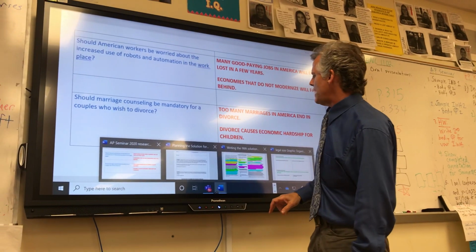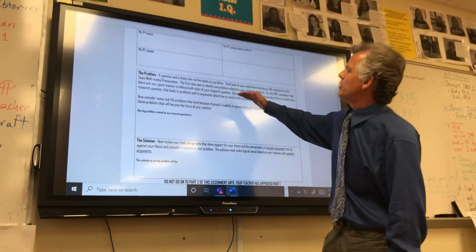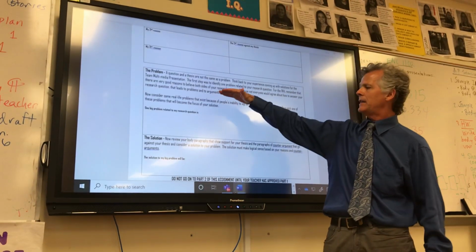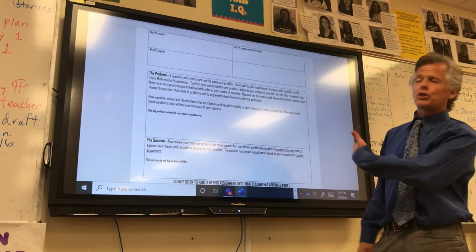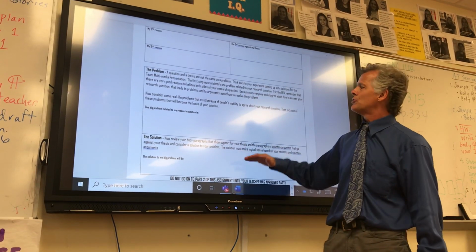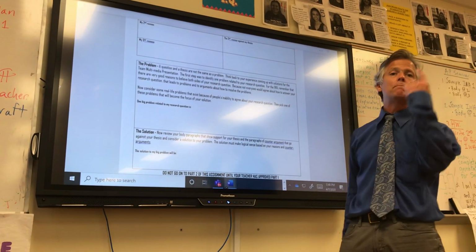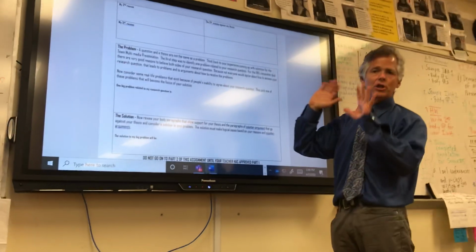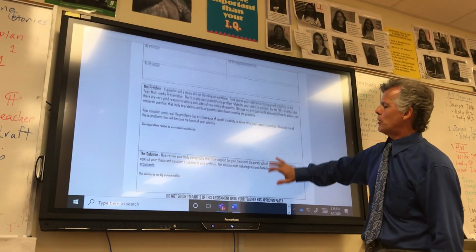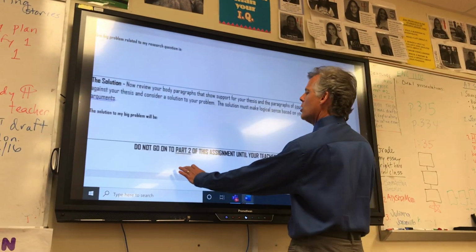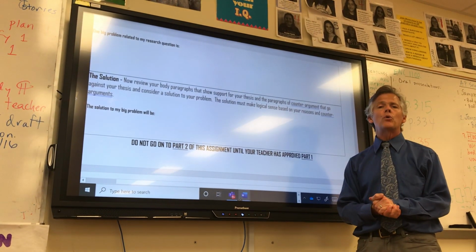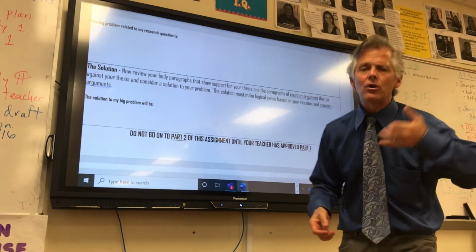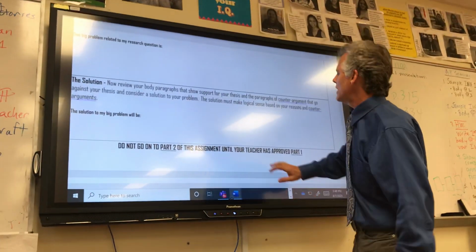Now, once you've done that and you've come up with it, you're going to be able to fill in this little box right here. And then you're going to propose a solution to it. So what I'm going to show you is a model of what this looks like. This is not a lot of writing. This is part one. And part one you're going to turn in separately from part two. It says right here, do not go on to part two of this assignment until your teacher has approved part one. So that means either through email or through telephone, you and I will be talking about it.